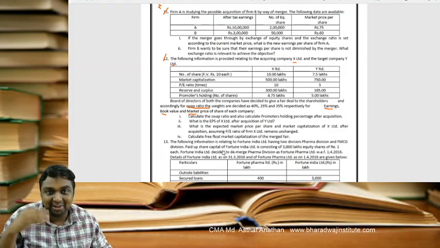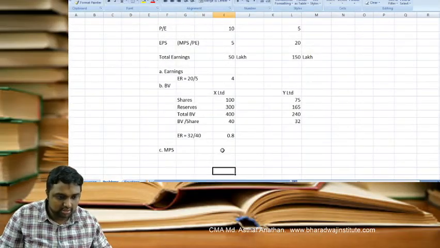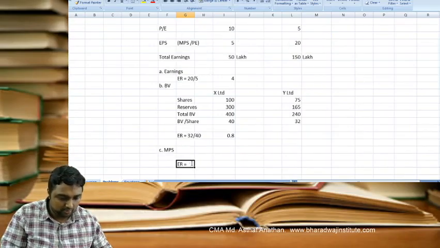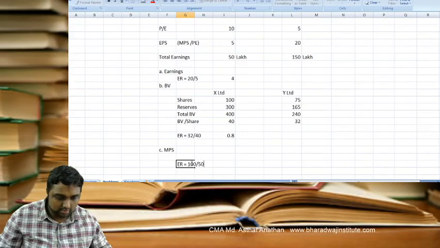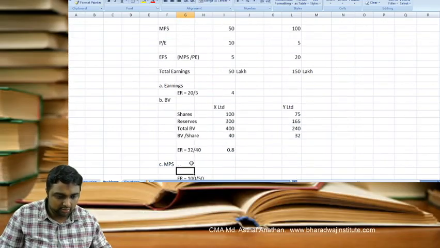Now the third method is none other than market price. It's very important. New model, lengthy model, market price. So what is the market price method? It's very easy. Exchange ratio is equal to the market price. We have already found 150. 100 by 50.